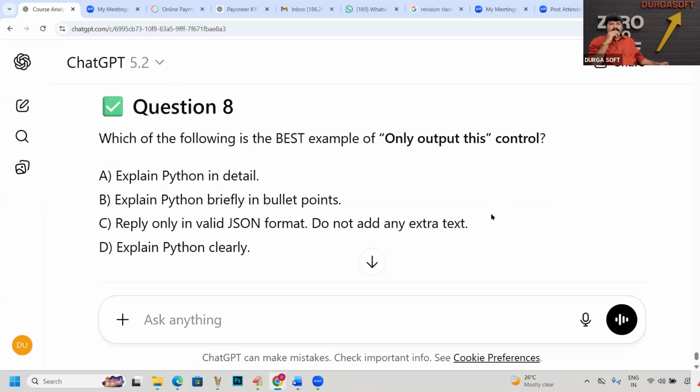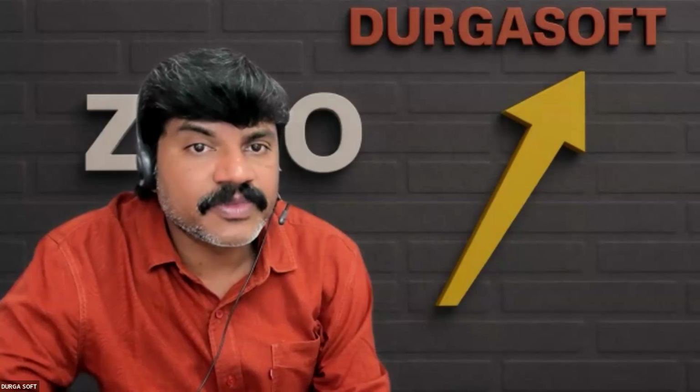Now, which of the following is the best example of "only output this" control? A: Explain Python in detail. B: Explain Python briefly in bullet points. Do not add any extra. C: Reply only in valid JSON format. Do not add any extra text. D: Explain Python clearly. Which one is the correct answer? C. Sometimes this type of requirement comes up.